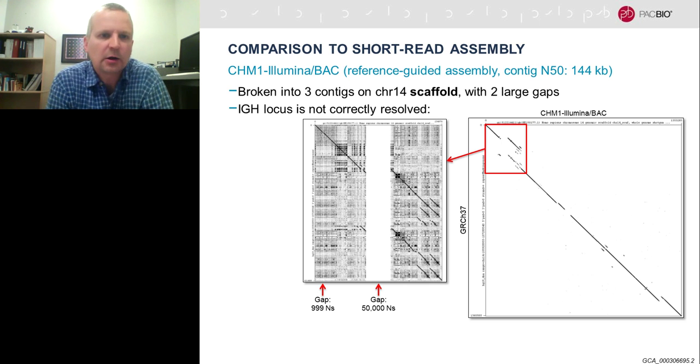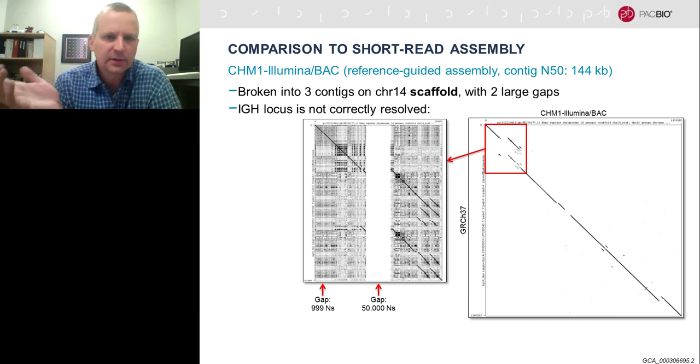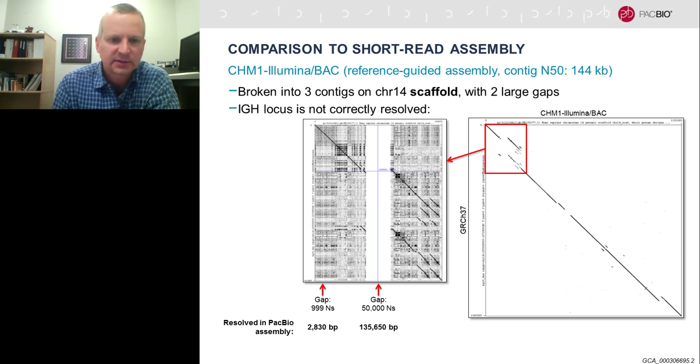And then you can compare the CHM1 PacBio sequence to an Illumina and BAC-based approach that was also done on this very same sample. So this is an apples-to-apples comparison. In the Illumina work, this particular region was broken into 3 contigs on a scaffold. There were 2 large gaps, a gap of 999 N bases, and then a larger gap that was arbitrarily set to 50,000 N bases. With the PacBio assembly, it was possible to not only get the entire region in one contig, but also resolve the gaps.